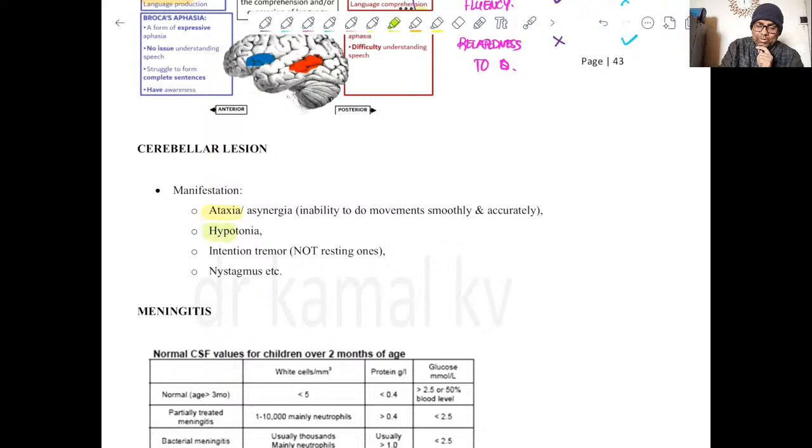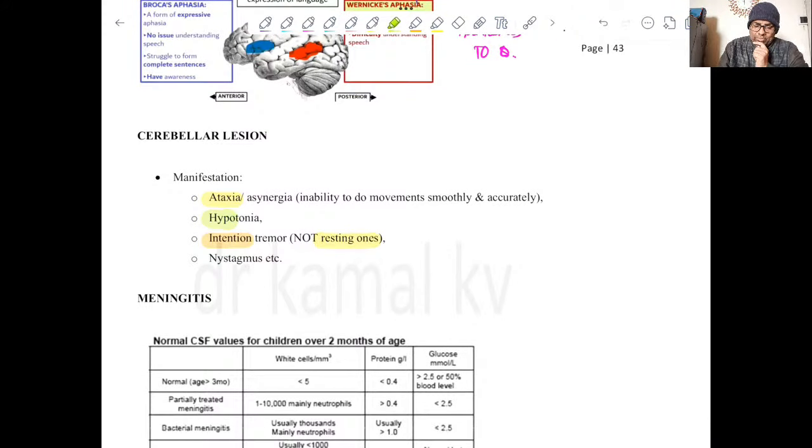Muscle tone is less, that is hypotonia. And intention tremors. It means when the patient will try to do something, then only the tremors will come. One should not confuse it with resting tremors of Parkinsonism, in which the tremors are coming even if the patient is doing nothing. And there can be ocular movements in the form of nystagmus.